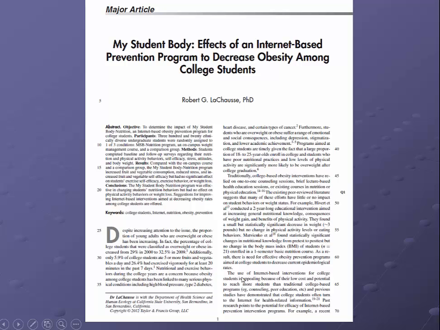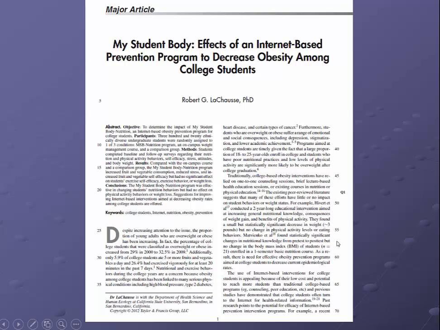In the next paragraph, what I'm doing is discussing specifically online or internet-based interventions for college students. So notice how I've organized this literature review. I start from the very, very broad, and now I'm getting more specific. At first I started with just obesity is a problem. Here's what we know about obesity, why it's caused, and why we should address this in the college years.